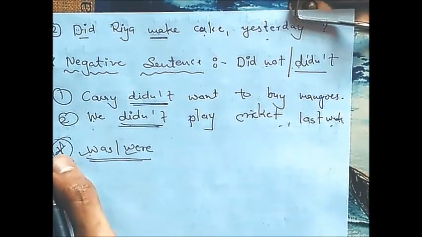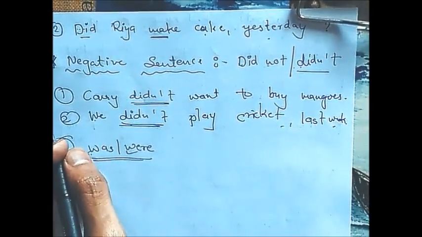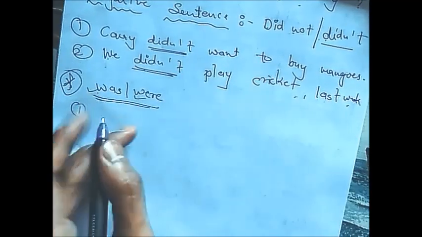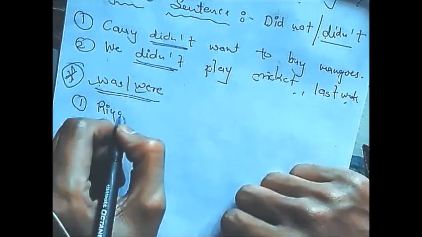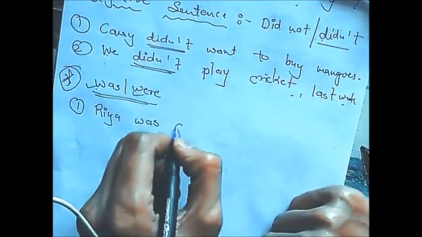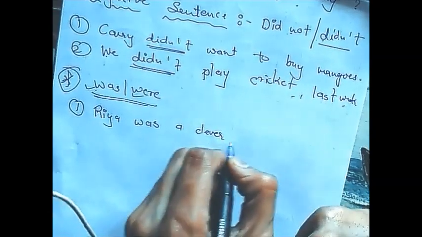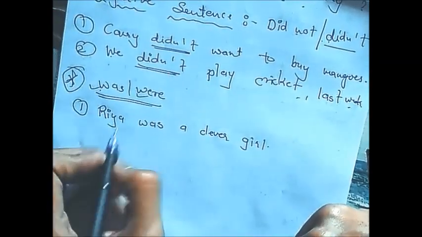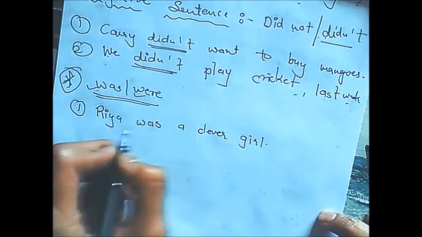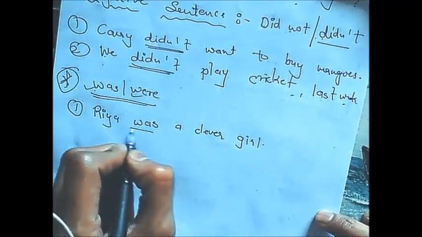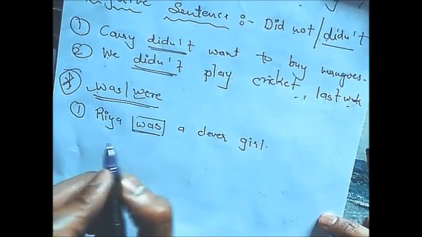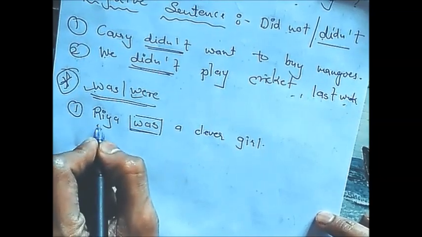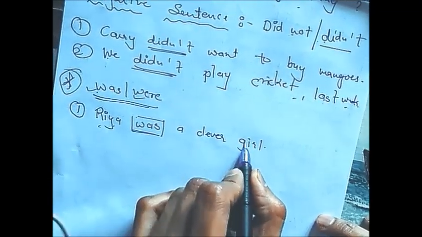Okay, let me give you one example so that you can get some idea what kind of sentences they can be. First one, Ria was a clever girl. Now in this sentence, do you find any kind of verb? Not at all. Instead, what is there? Was is there. Was itself works as the verb form, and that's why in order to make this kind of sentence, we don't need any verbs.